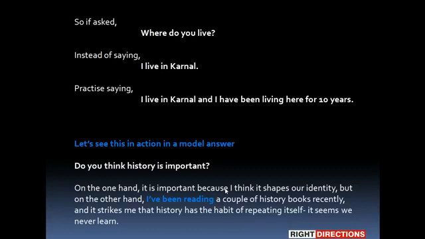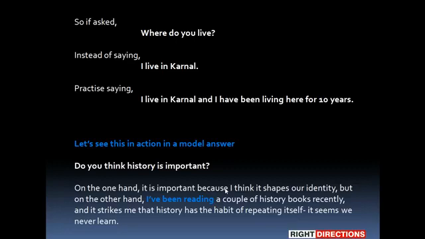So it was just asked to you if you think that history is important, you could have answered it with the help of yes or no. But to make our answer impressive, we started with analyzing both the parameters of yes and no. Like on one hand, you said that it is important because it shapes our identity. But on the other hand, I have been reading a couple of history books recently. That is, you have been reading a lot of books which are related to history, and you've always seen that history has the habit of repeating itself. It seems we never learn.